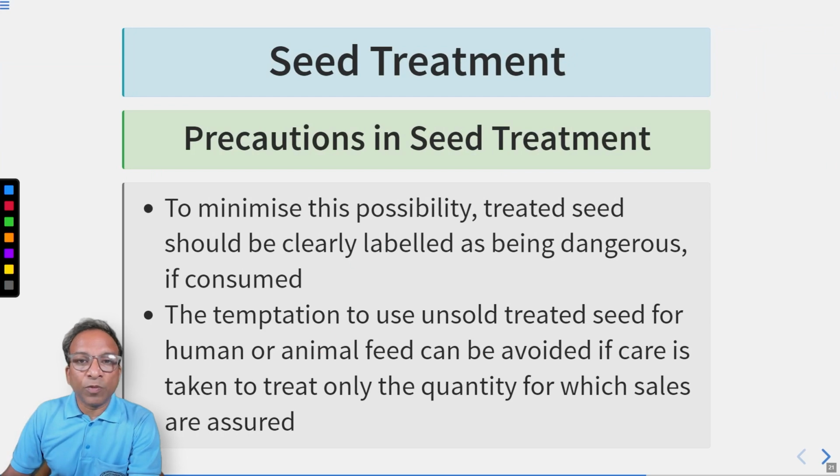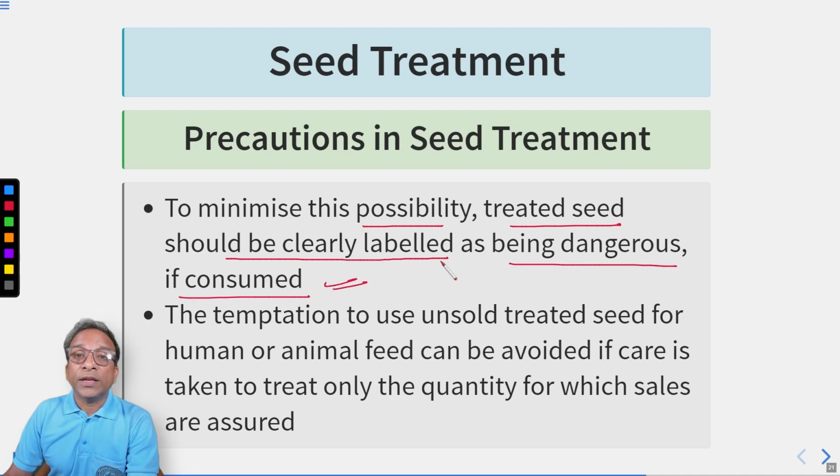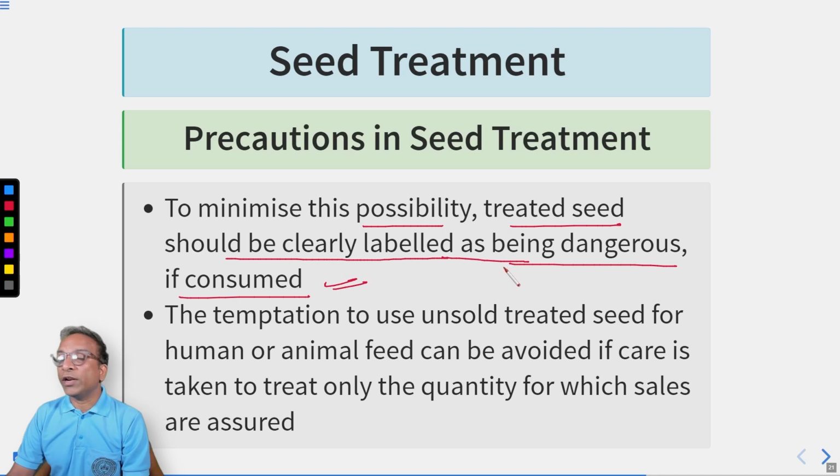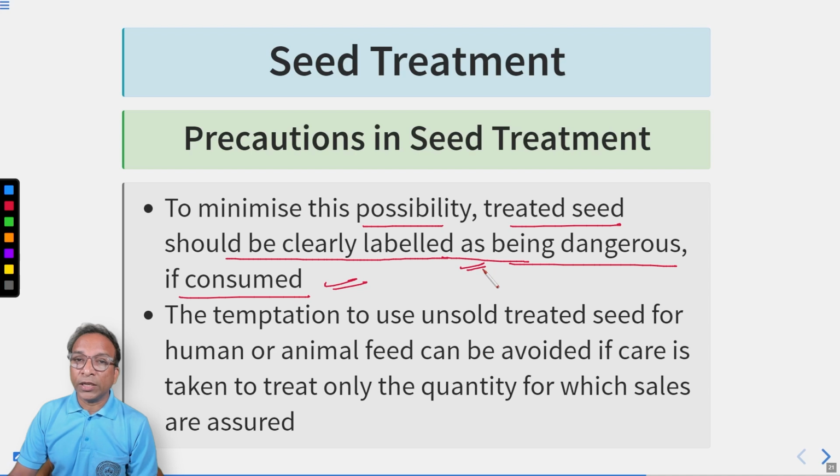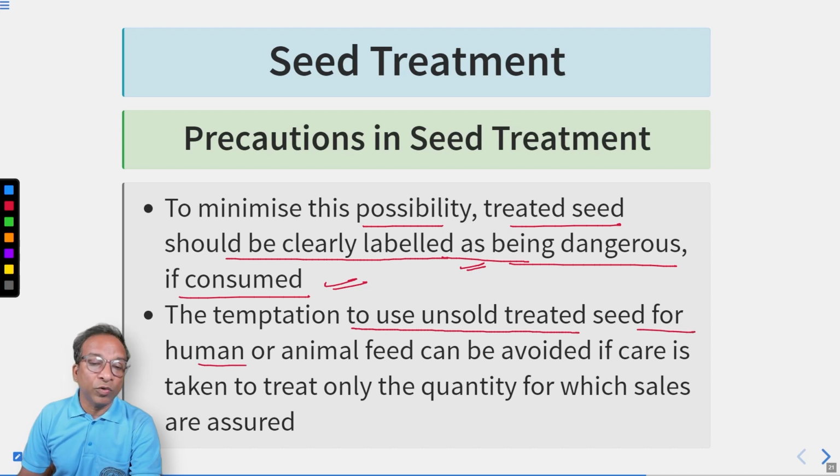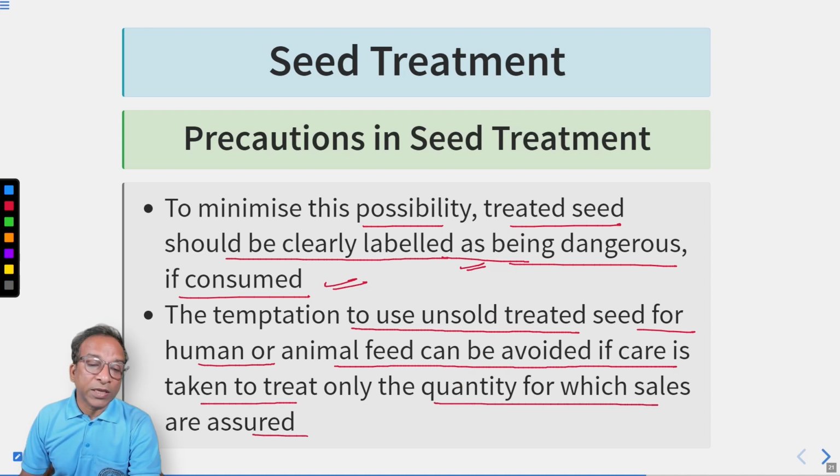To minimize this possibility, the treated seed should be clearly labeled as being dangerous if consumed. Labeling of such seeds is very important, whether you are storing them, keeping them in warehouses, or using them for germination. The temptation to use unsold treated seeds for human or animal feed can be avoided if care is taken to treat only the quantity for which sales are assured.